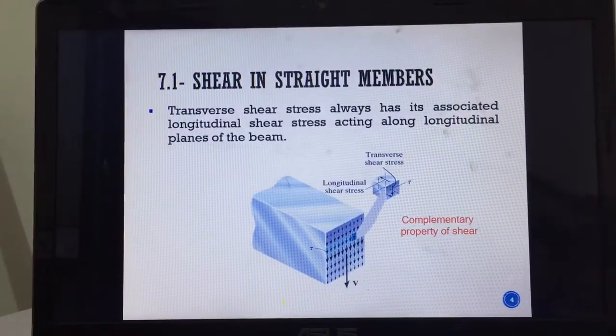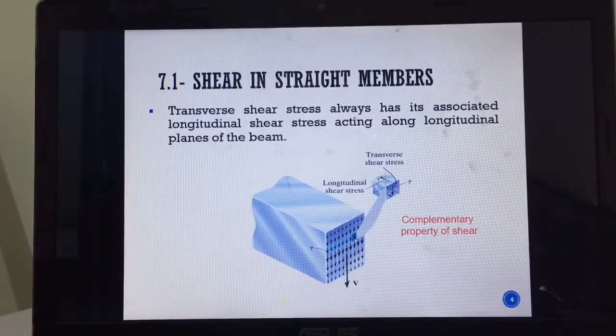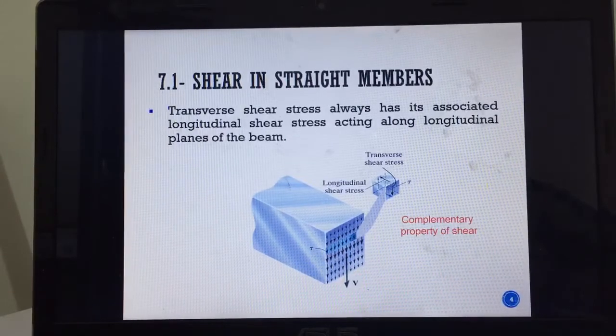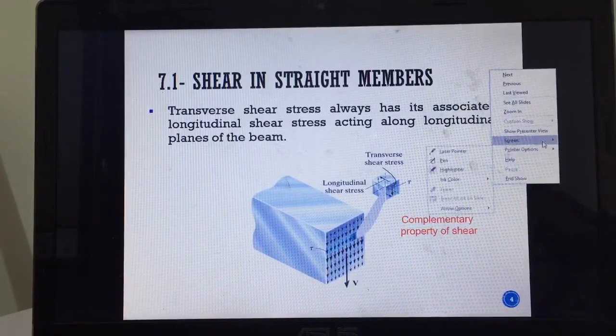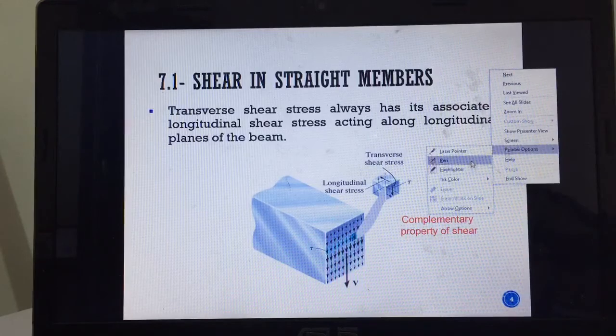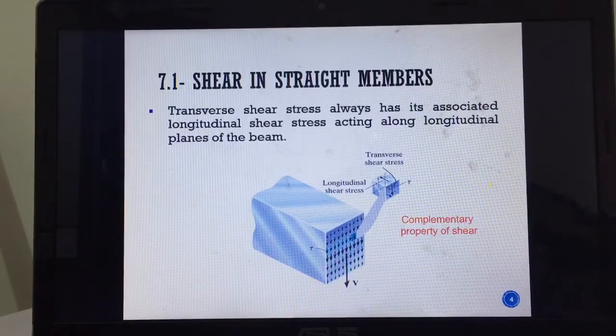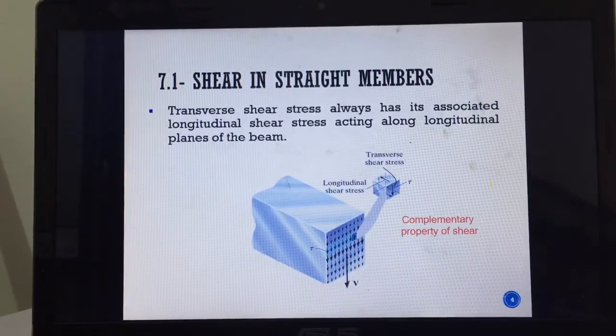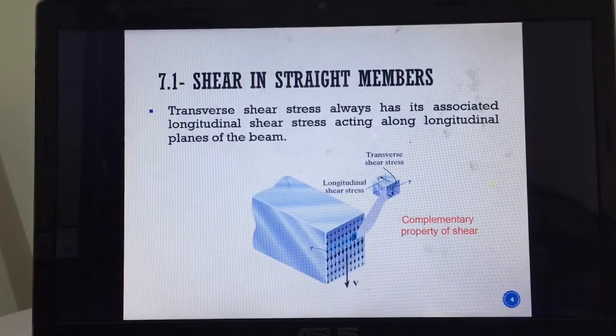Okay. There are only two subtopics, 7.1 and 7.2, that we will cover. And so the first one is shear in straight members. So we're going to discuss a little bit on the theory first.